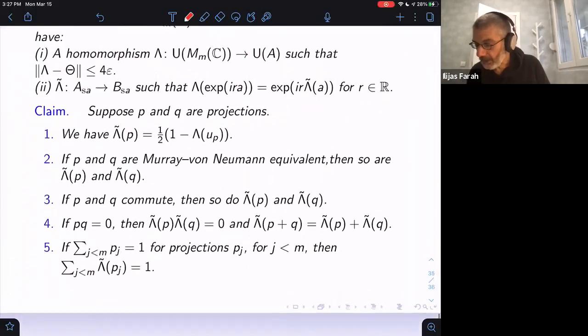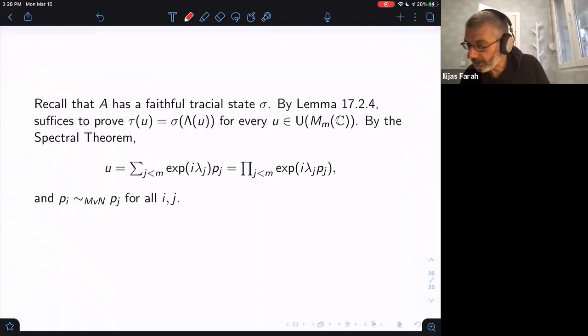Okay, and finally, if you have projections that are orthogonal and add up to 1, then the same applies to their images. Now, this follows from the previous statement together with the fact that lambda of 1 is equal to 1. And this is all we need to complete the theorem.